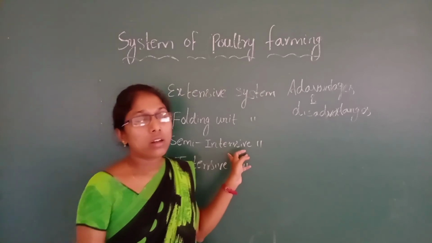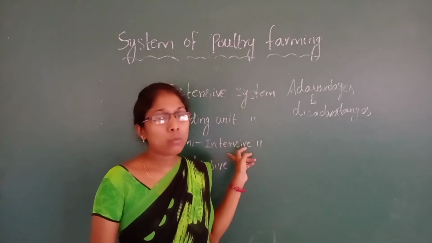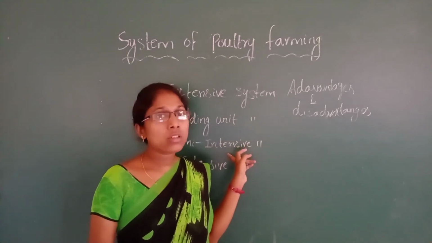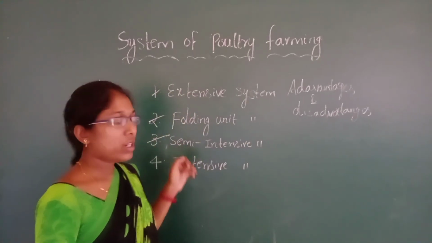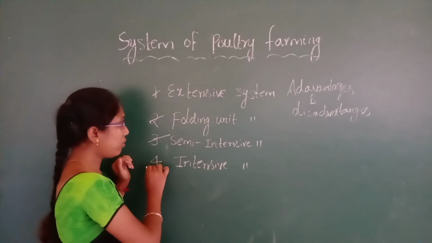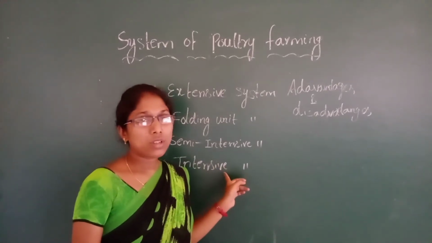And the next one: there is less space available for the fowls to run. So this is about the semi-intensive system. And the last one, the intensive system. So in the intensive system, what will happen?